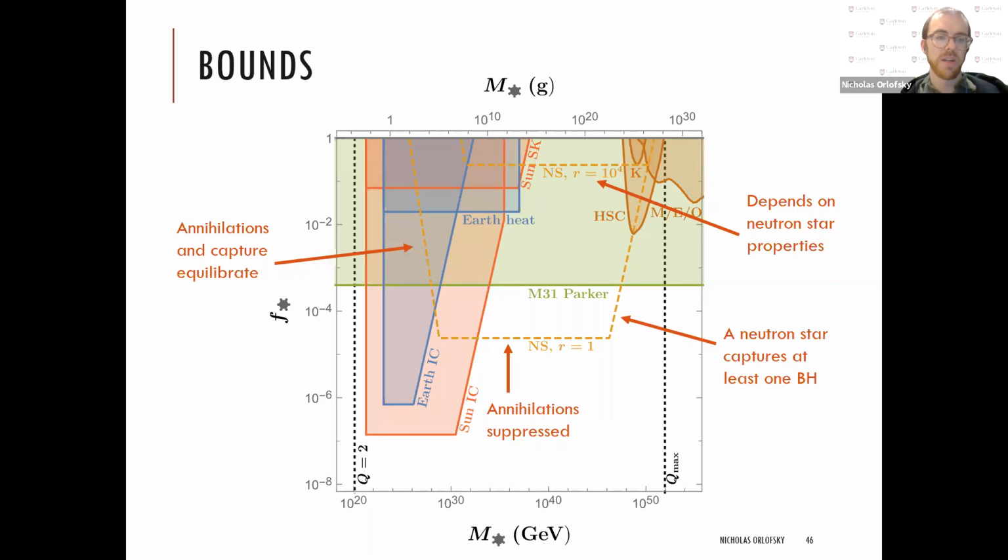So on the left is where annihilations and capture equilibrate. Here is where it's suppressed. It's not really suppressed. It's just that annihilations are rare, so you're essentially dominated by every single black hole that you've ever captured. And on the right is the requirement that neutron stars capture at least some black holes. You can also see the difference here between R equals 1, which was for a proton superconducting core, versus R equals 10 to the 4, which was the pessimistic value for a pion superconducting core, just to see some of the variation that's possible in this bound.